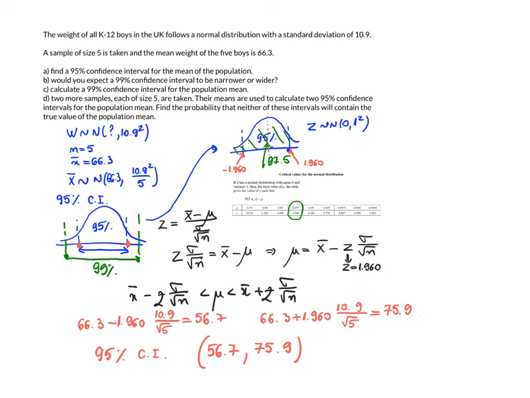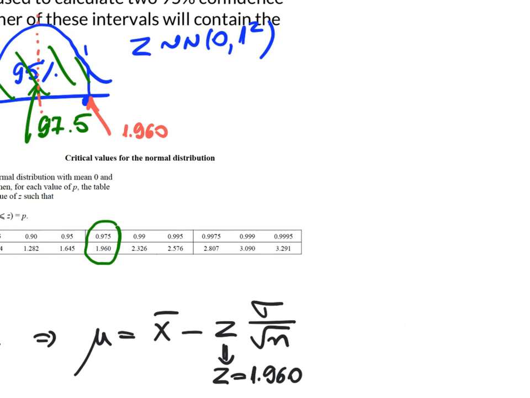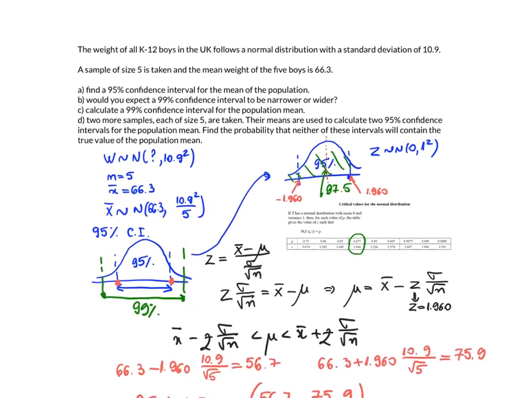You can do it. Your z value will change, and as you have 99% of the data in the middle, you'll have 1% on both sides. Therefore, you are going to look for this area of being 99.5. And 99.5, it's here, so your z value will be 2.576 instead of being 1.960.